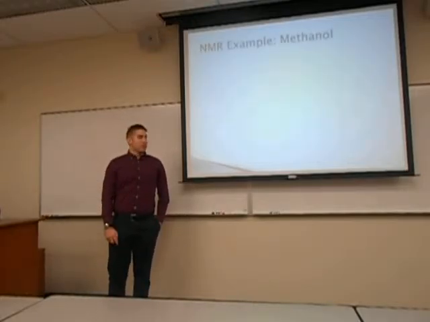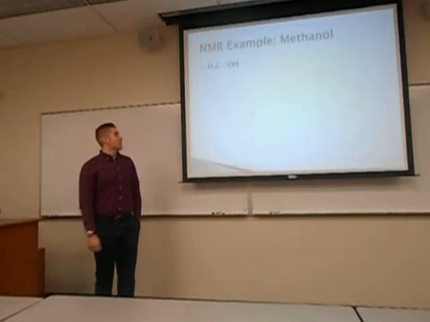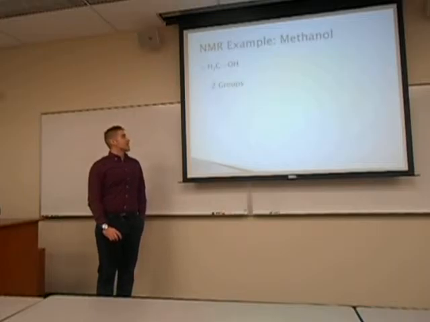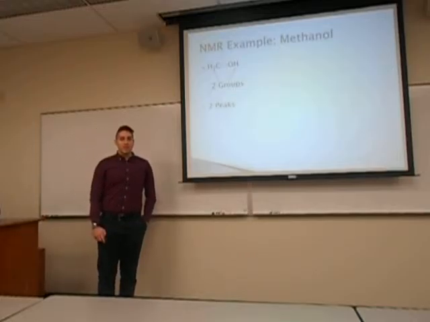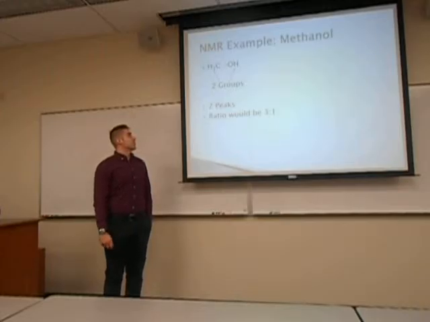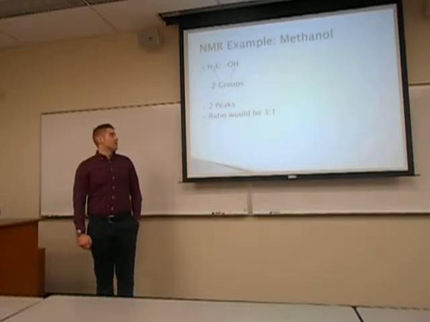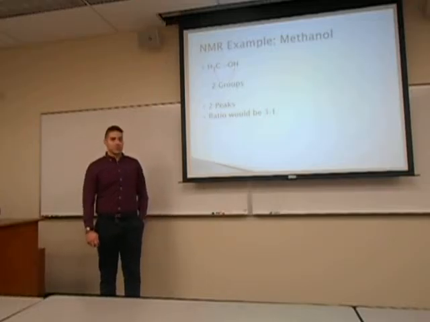An NMR example, say we take methanol, that's its form, the H3C bonded to an OH. We see that it has 2 groups, a hydrogen and a carbon bond, and an oxygen-hydrogen bond, giving it 2 peaks. And then for the ratio, we see that in each group, for the hydrogen-carbon, it has 3 hydrogens, and the oxygen-hydrogen, 1 hydrogen, giving it a 3 to 1 ratio.